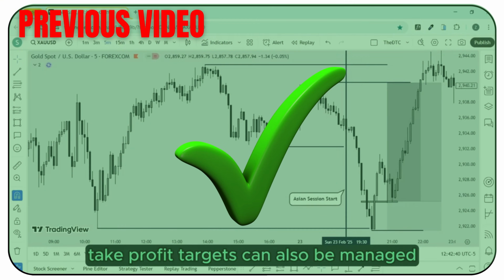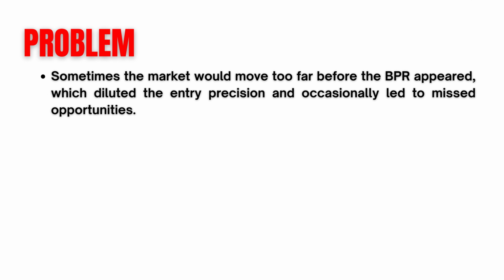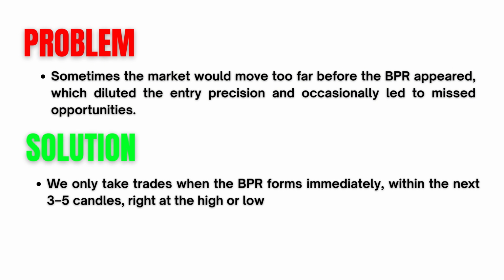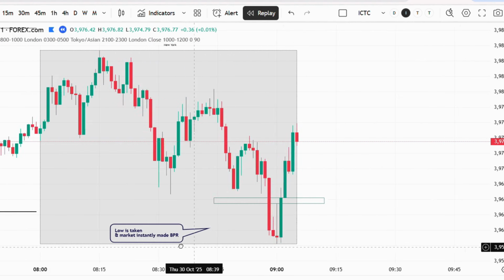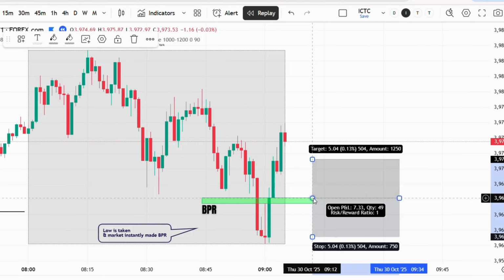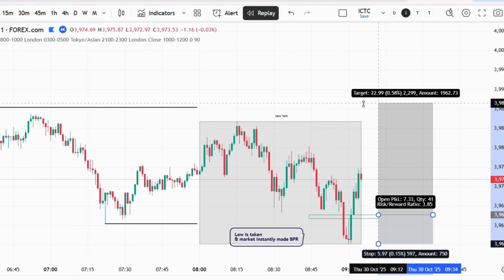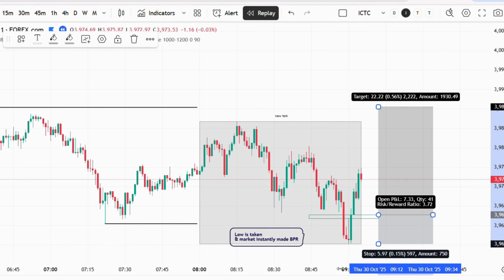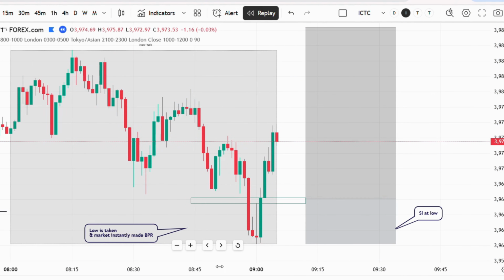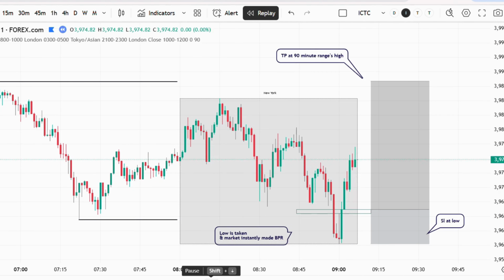That worked, but here's the thing. Sometimes the market would move too far before the BPR appeared, which diluted the entry precision and occasionally led to missed opportunities. The change? Now, we only take trades when the BPR forms immediately, within the next 3 to 5 candles, right at the high or low. No waiting around, no second guessing. The moment price interacts with the level and BPR forms, that's your signal.